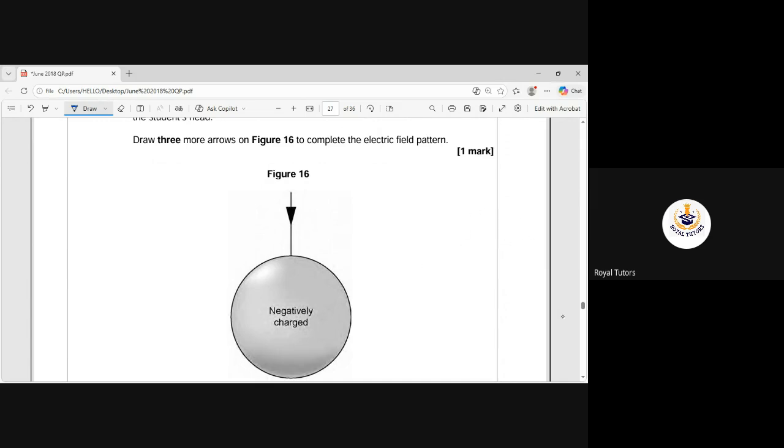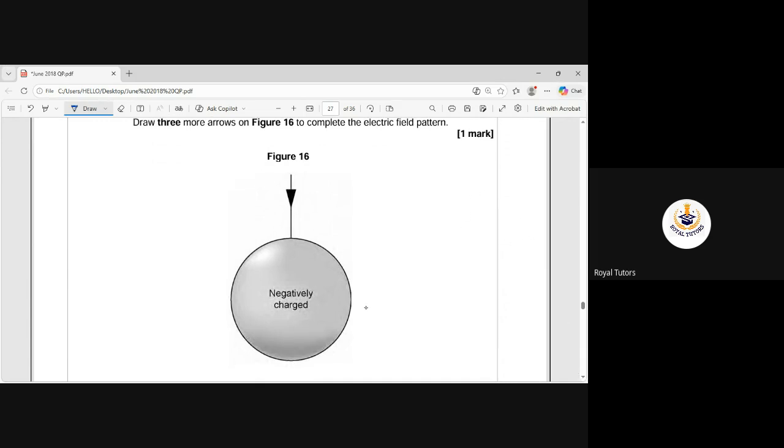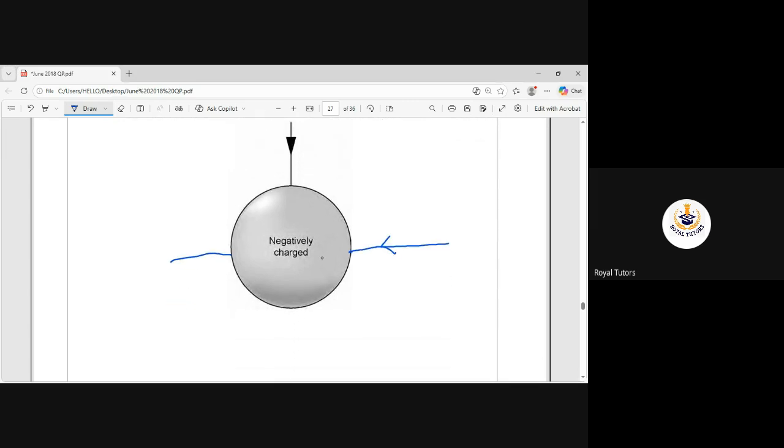So basically, we can have 3 arrows. We already have one, so you can have 3 more arrows, and they are going to be going inward. That means you have to show the direction. So this is basically what you're expected to do.